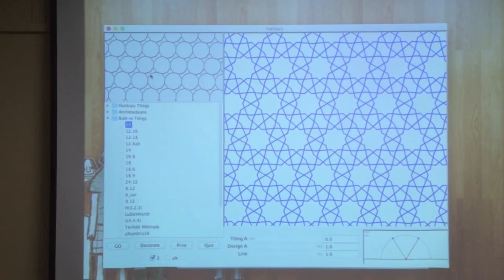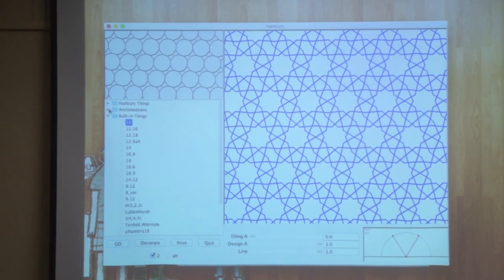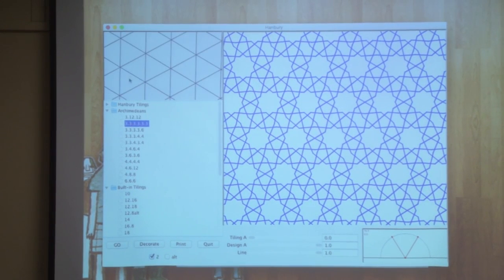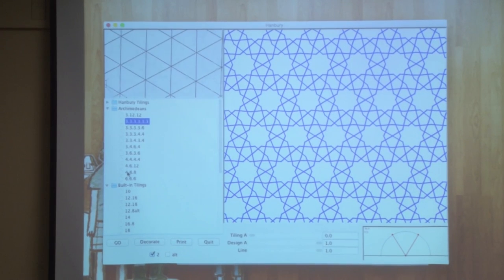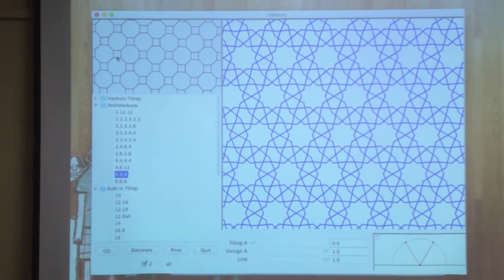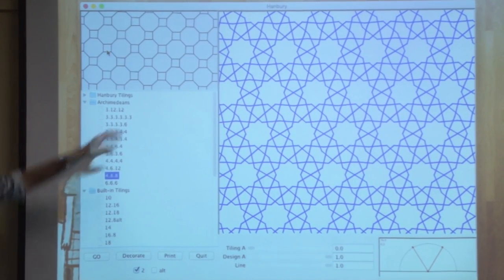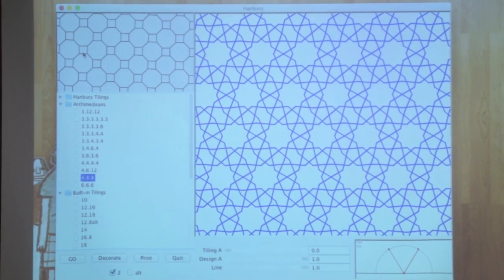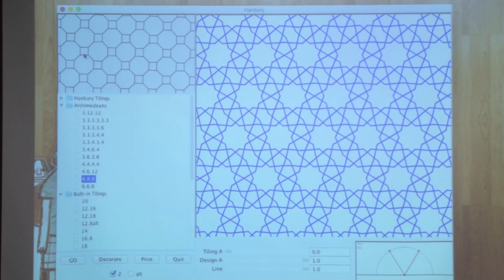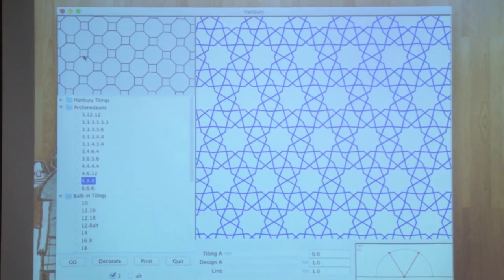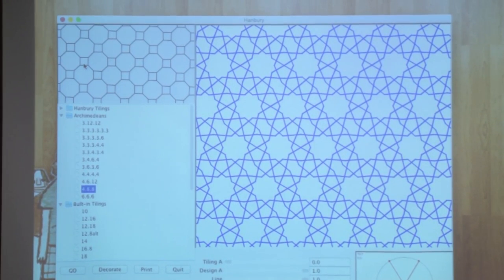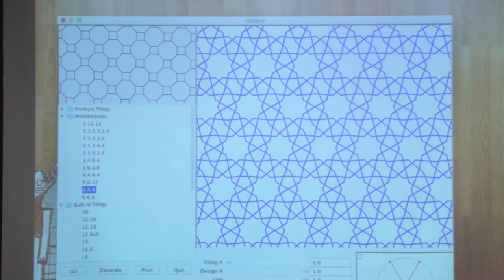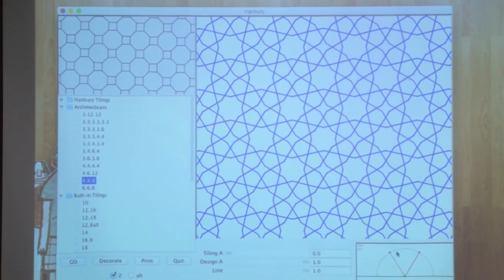Oh, I did want to show one other thing. Let me go back to these. I talked about the three regular tilings: triangles, squares, and hexagons. The next level of difficulty of tilings historically are the so-called Archimedean tilings, in which every tile is a regular polygon, but they're not necessarily all the same regular polygon. And these have a long history as well. So I can make a design out of that.